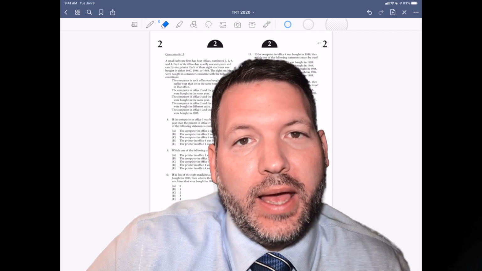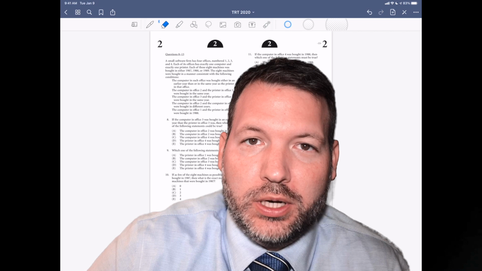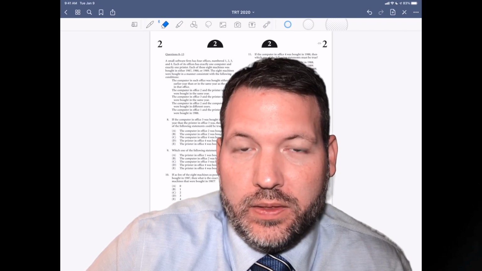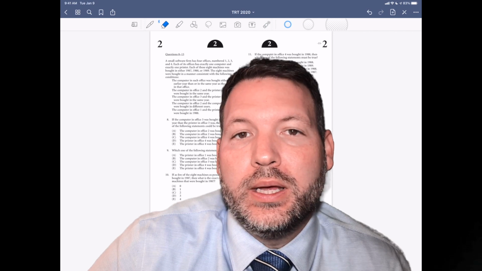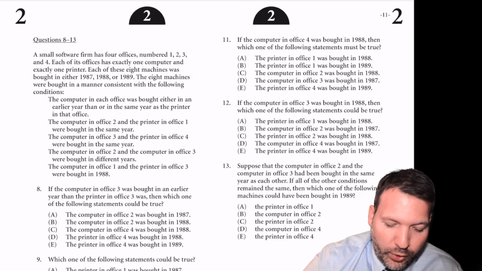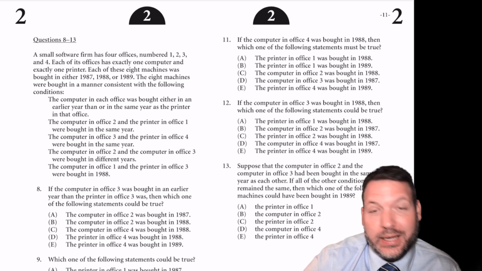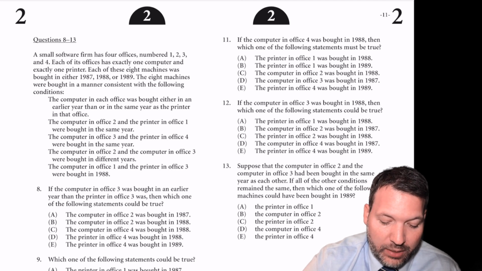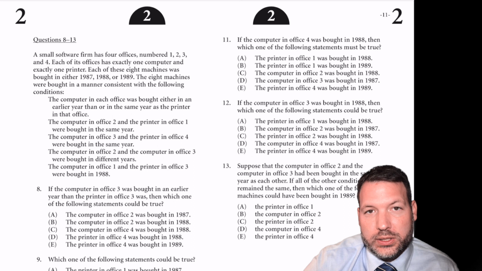I would like to look at an LSAT game today. This is from the Analytical Reasoning section of the LSAT. Specifically, this is the second game from Section 2 of the June 1991 LSAT. A small software firm has 4 offices numbered 1, 2, 3, and 4. Each of its offices has exactly 1 computer and exactly 1 printer. Each of these 8 machines was bought in either 1987, 1988, or 1989. The 8 machines were bought in a manner consistent with the following conditions.